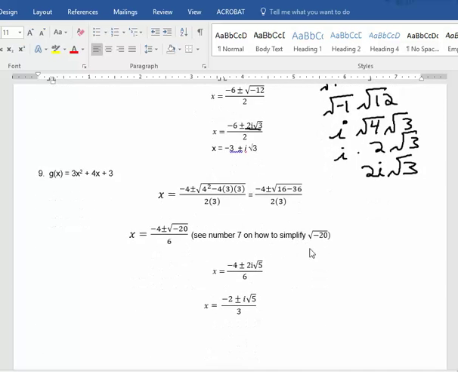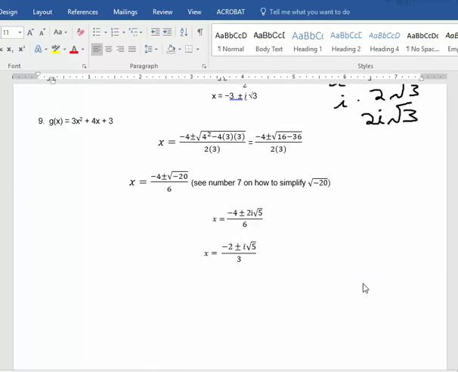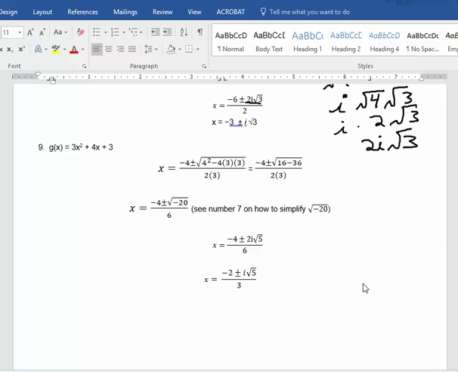And here's number 9. Number 9 had the square root of -20 again, but we just simplified that, so now we know how to do that one. And that's all of the ones that you have to solve with the quadratic formula.